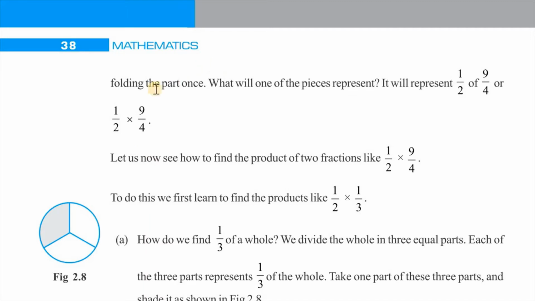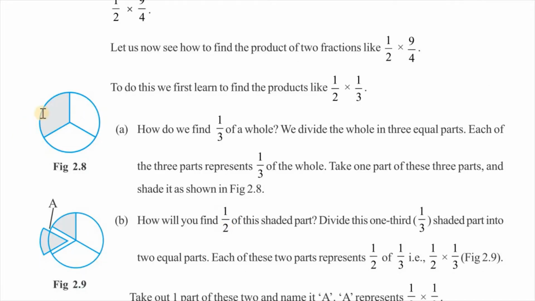We had learned how to multiply fractions by whole numbers, but we don't know how to multiply fractions by fractions. Now let us see how to find the product of two fractions like half into 9/4. To do this, first learn how to find products like 1/2 into 1/3. First, let us start with proper fractions. Now here is an activity for us to learn how we can multiply this.